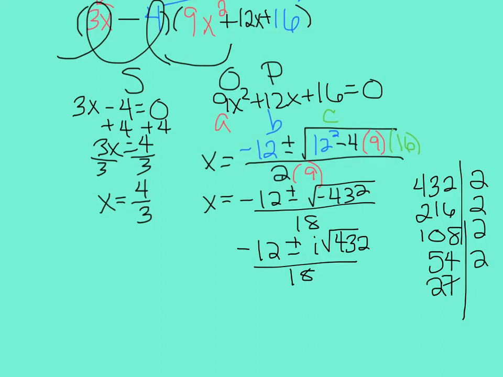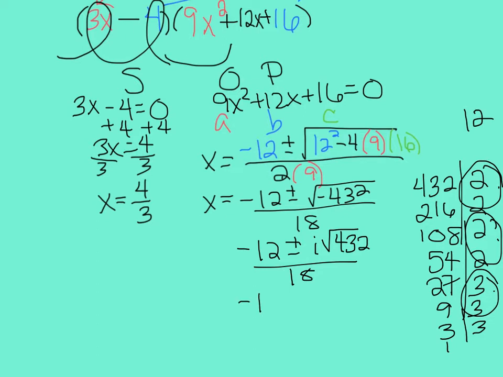So now we need to change to 3's. 27 divided by 3 is 9. Divide by 3, 3, 3, and 1. Remember, we're looking for pairs. So here's a pair of 2's, 2's, and 3's. Well, 2 times 2 times 3, that's going to be 12 on the outside.